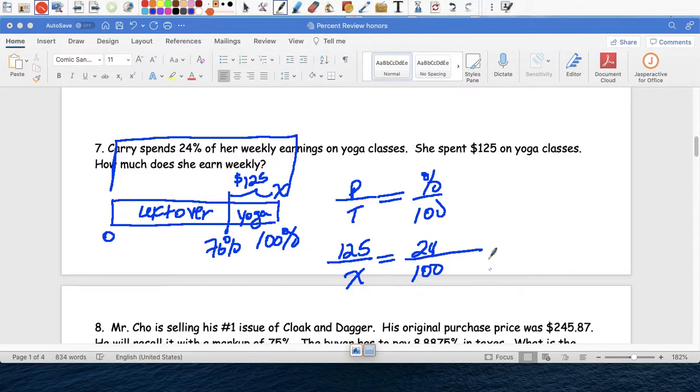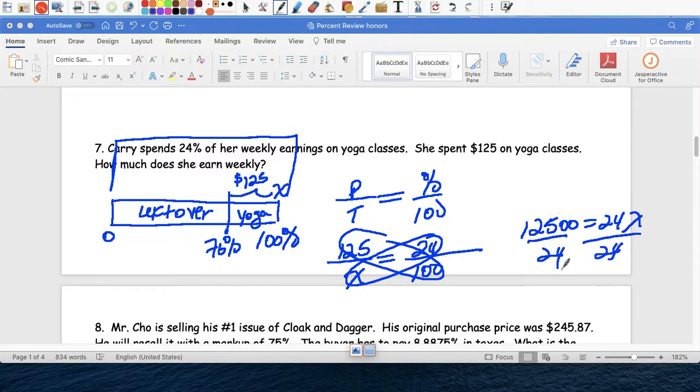Cross multiply, we get 125.00 equals 24X, right? We cross multiply these two. And if you divide by 24, X equals, I have no idea, 125.00 divided by 24. So she brought home $520.83.